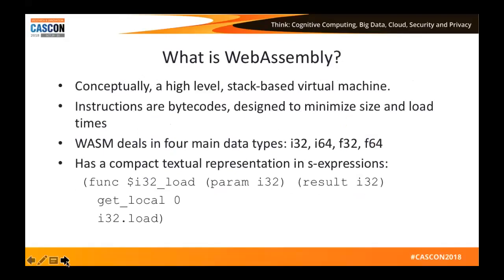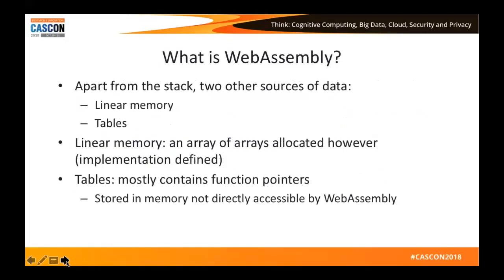There are four main data types: the 32 and 64-bit integers and floats. Quite simple overall. Apart from the stack, you have heap memory in the form of the linear memory and tables. The linear memory, in essence, is an array of arrays. How many arrays and what size those arrays are is entirely up to the implementer. Tables provide a gated form of access to things like foreign function calls or any other data that you might want to keep secure, like, say, VPN credentials.